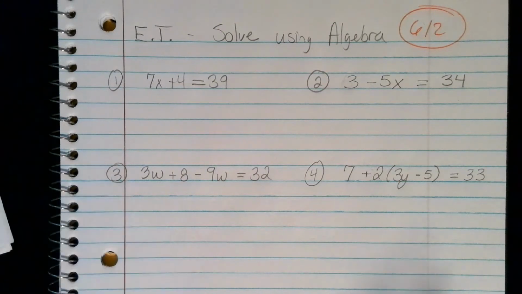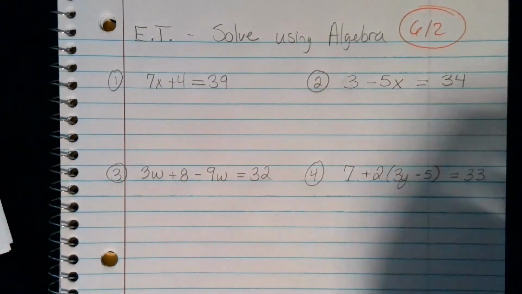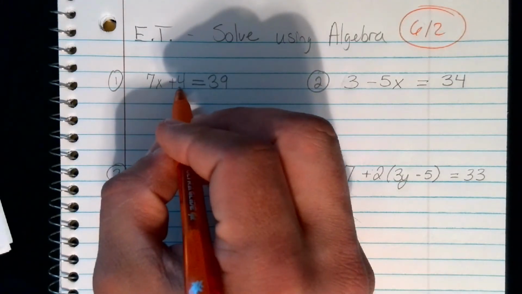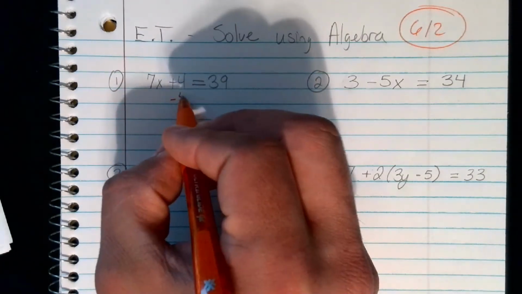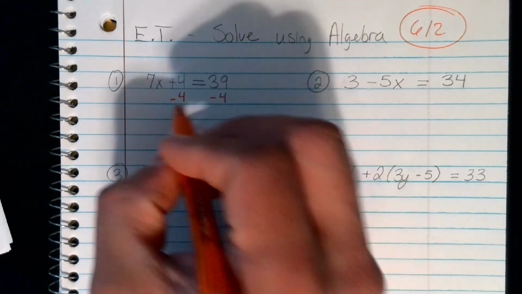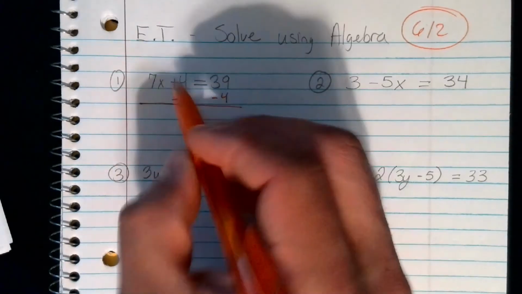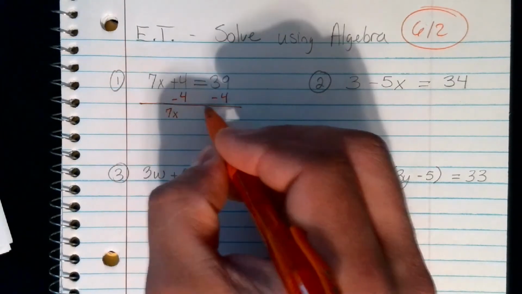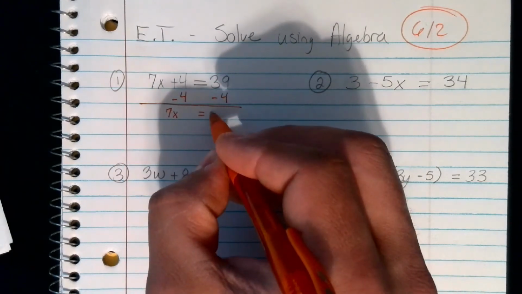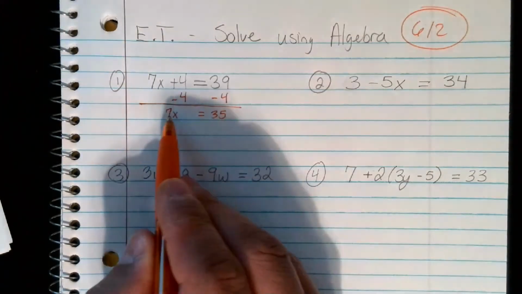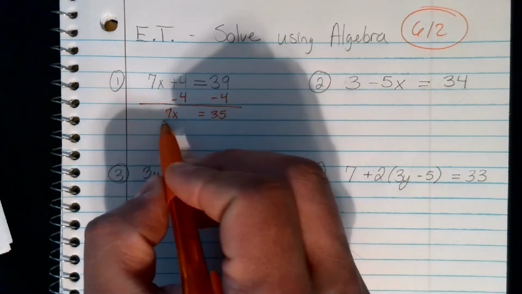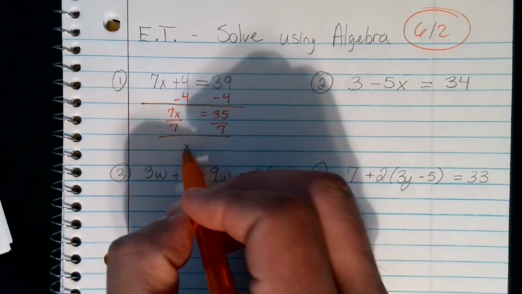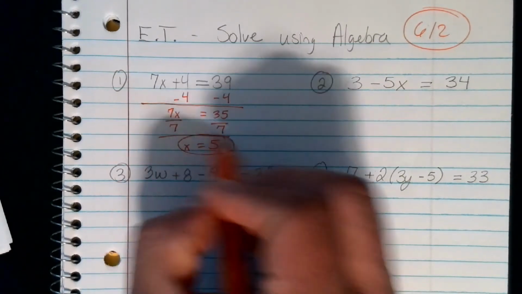Okay, so hopefully you tried all 4 of them here. Number 1, straightforward. I'm trying to get this x alone. I always get rid of the term without the variable first. This 4, the opposite of positive 4, is negative 4. All right, so we subtract 4 both sides. I'm left with 7x plus 0. You don't have to write the plus 0 there. Now I have 7 times x equals 35. The opposite of multiplying by 7 is to divide by 7. And we get x equals 5.